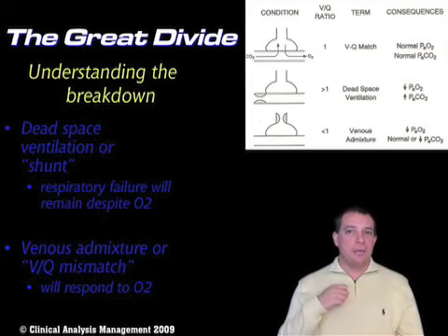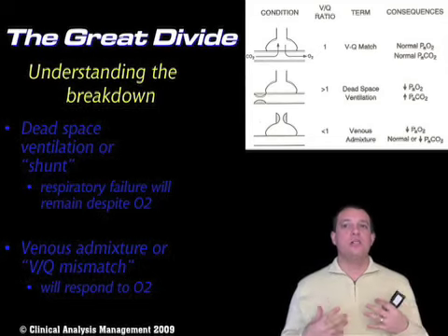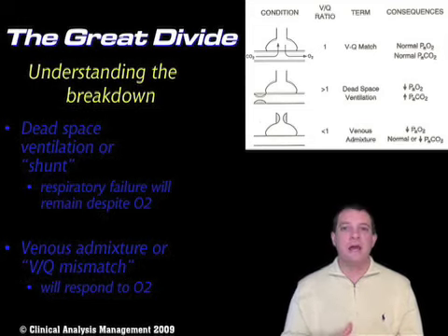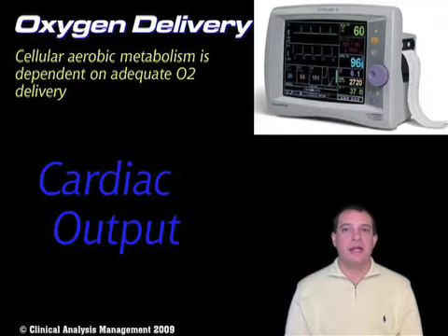Okay, so as we're continuing our discussion of oxygen delivery, we've talked about the amount of FiO2 that we have to have. We've talked about where oxygen goes in the blood and how important blood is to being able to move oxygen. The third thing that we have to have is the ability for that blood to go round and round. We have to have cardiac output.